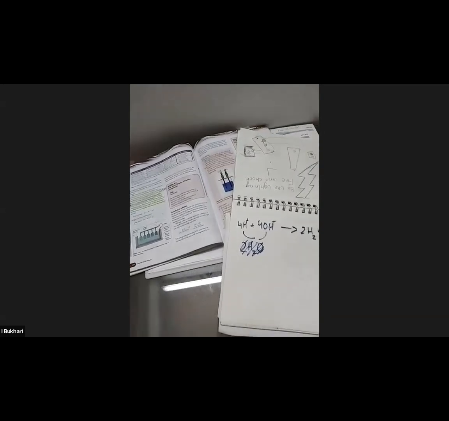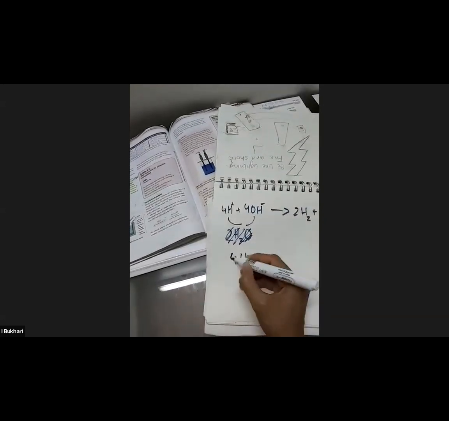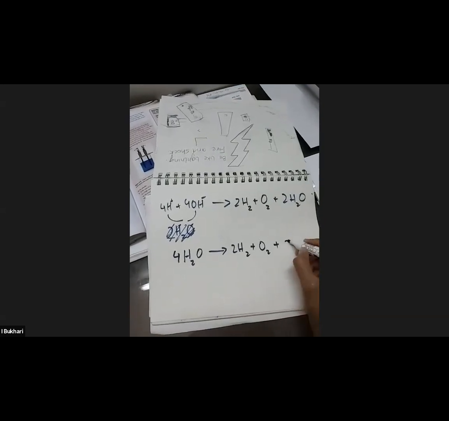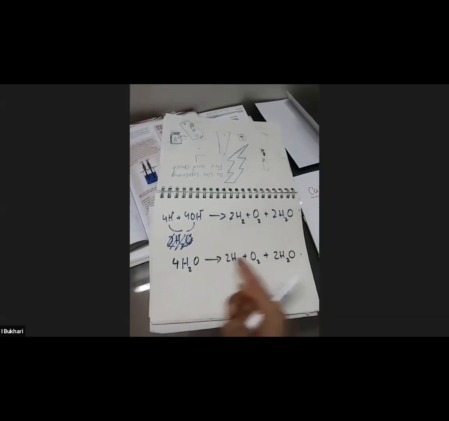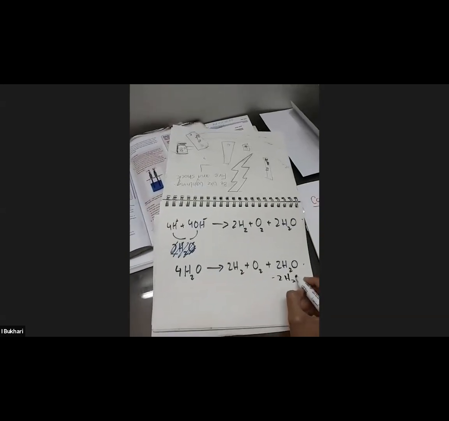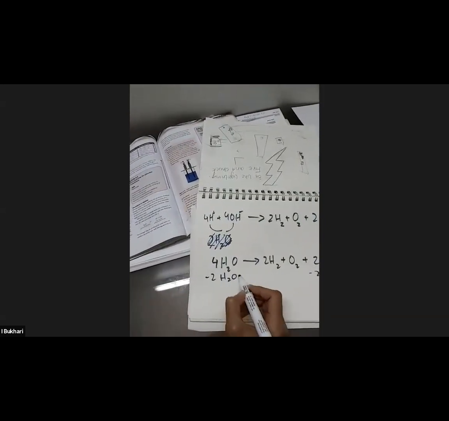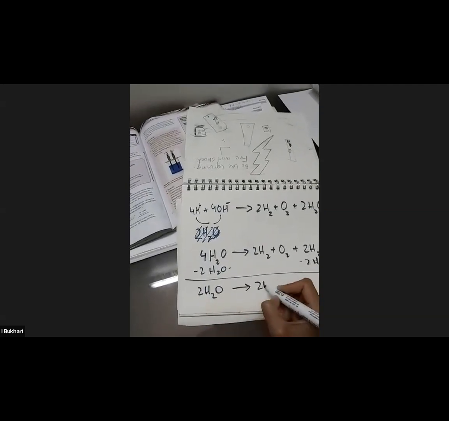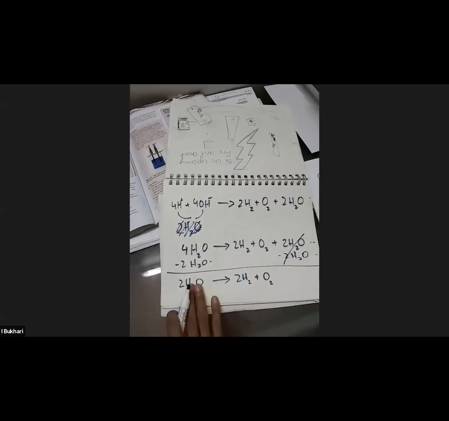Hydroxide and hydrogen. Yes, 4 water molecules: 2 hydrogen plus oxygen plus 2 water molecules. Now I told you, whatever is common on both sides of the arrow will get cancelled. So 2 water molecules are common to both. I will subtract 2 water molecules from both sides, and I will get 2 water molecules giving me 2 moles of hydrogen and 1 mole of oxygen. So this is my overall reaction.